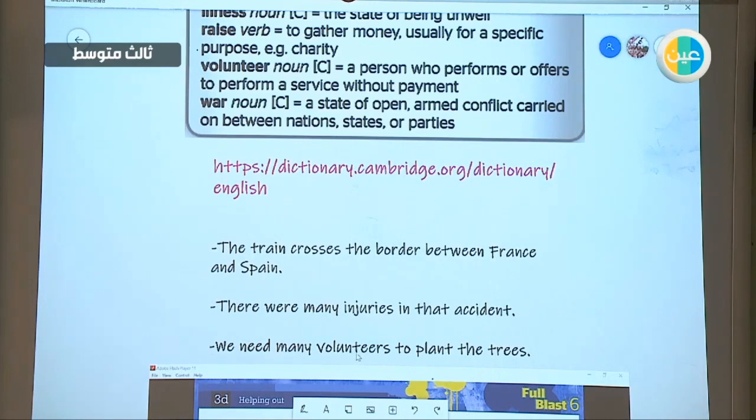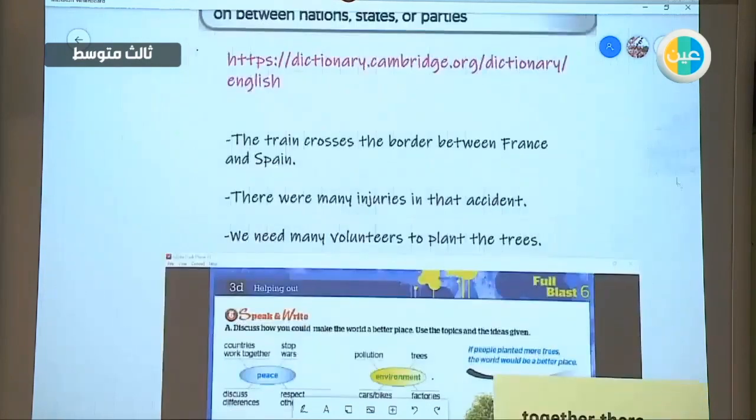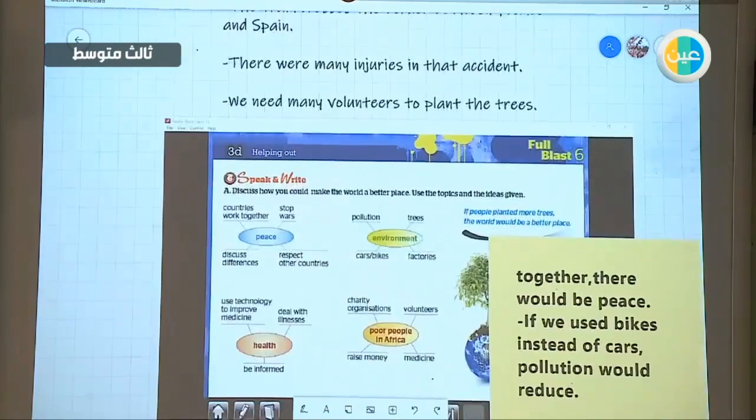The third sentence, we are going to use the word volunteer in a sentence. We need many volunteers to plant the trees. So I gave you here 3 examples for borders, injuries, and volunteers. I'm sure that you can come up with your own sentences at home. You can model the sentences here, or you can get help from a dictionary. Now, let's move to the following part.